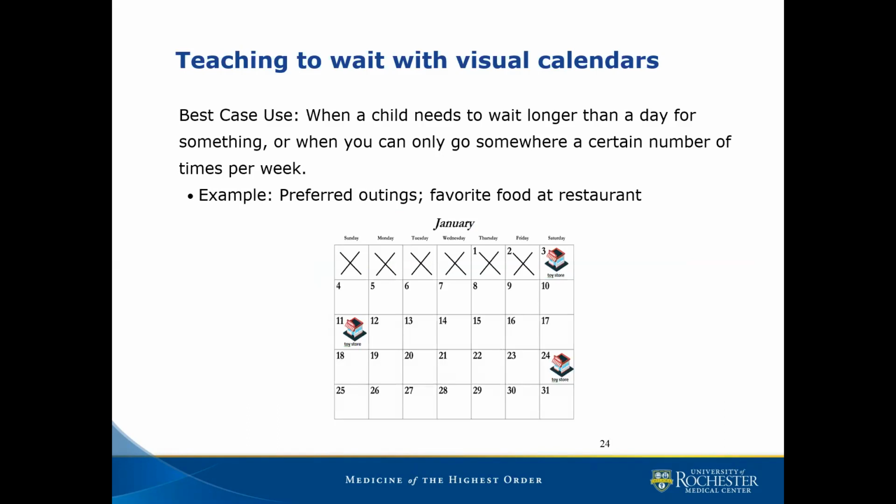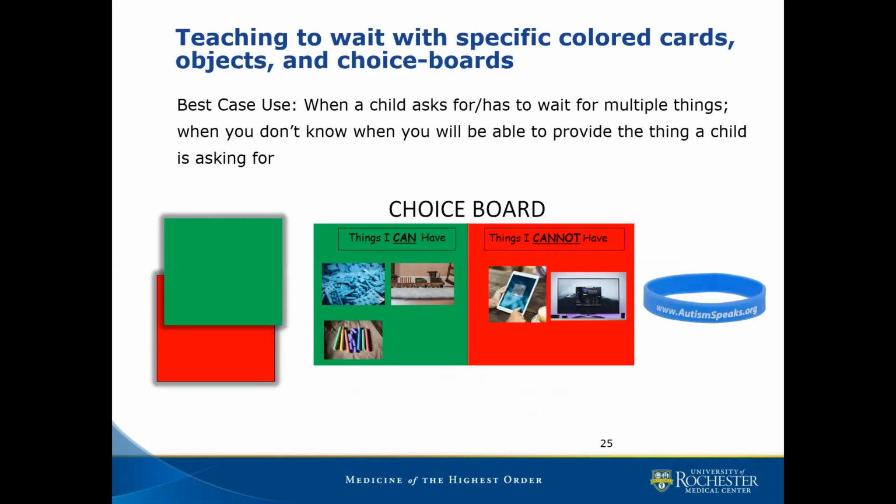And so this is just you taking control as a parent, as an educator, as a clinician, and helping explain when something's going to happen: the days that have gone that we're done with, the days that are coming, and how long they have until something is coming up. And the last one that I'm going to talk about here is teaching to wait with specific colored cards, objects, and choice boards. We use these probably the most, but obviously we use all these methods to adapt to our children.